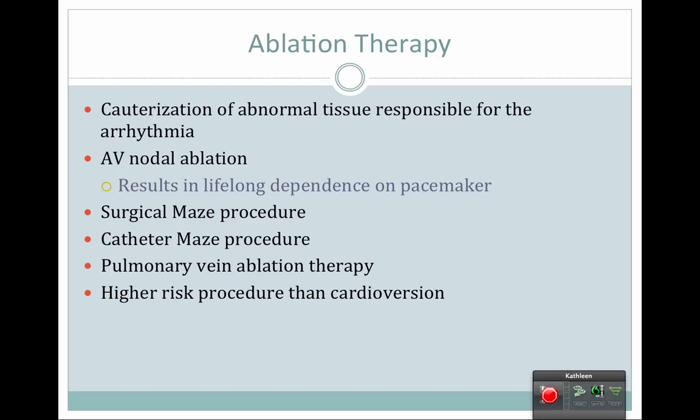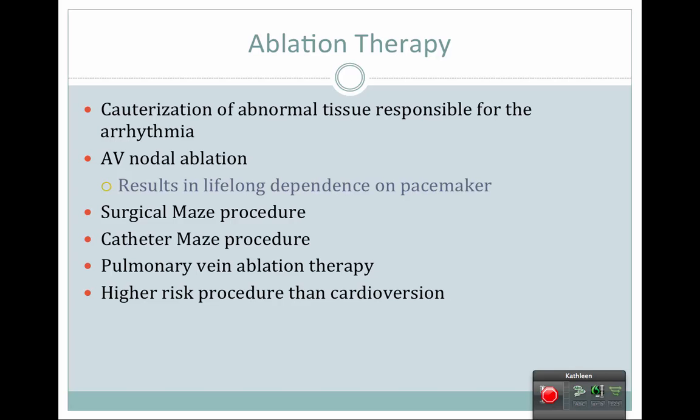Ablation therapy is a cauterization of abnormal tissue responsible for arrhythmia. This is second line. In this procedure, the AV node is frozen or cauterized to stop electrical signals from being transmitted from the upper chambers, the atria, to the lower chambers, the ventricles, and a permanent pacemaker is implanted to control the heart's electrical system.